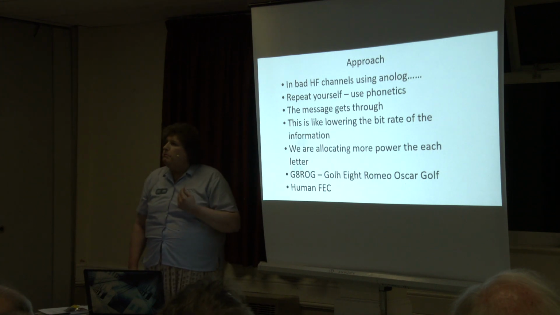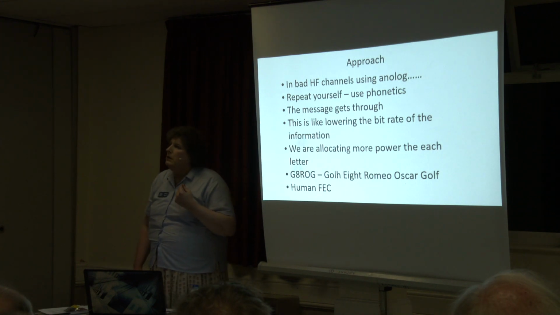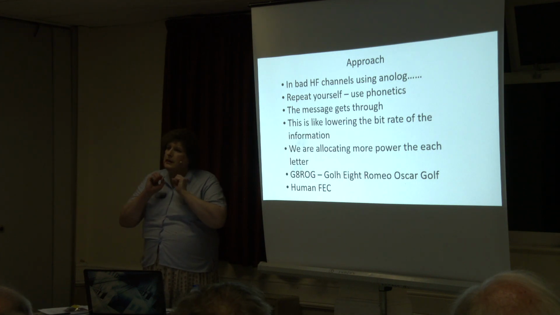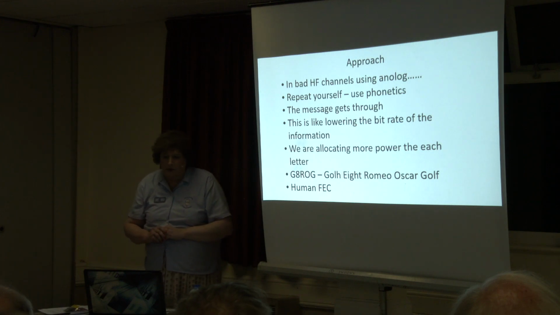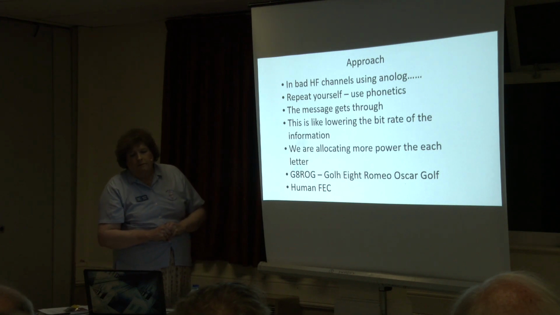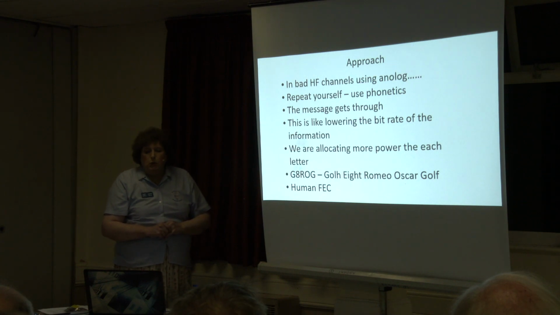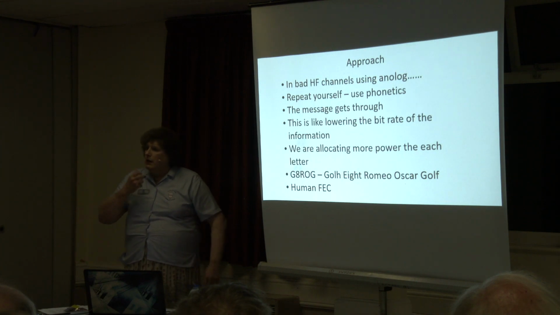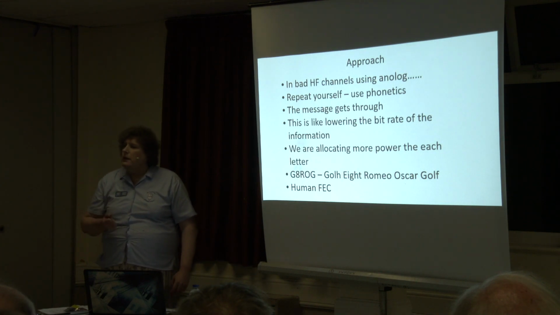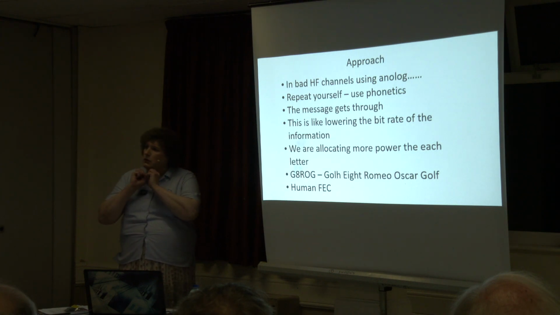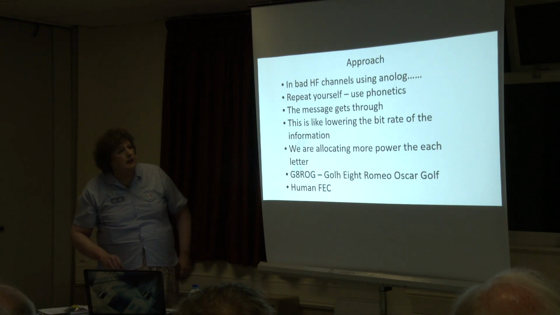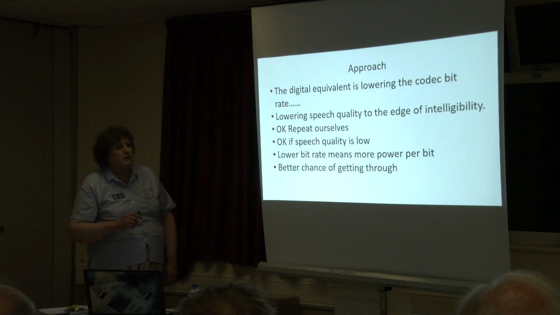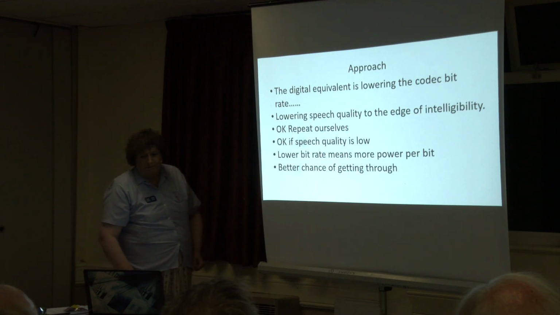This is like lowering the bit rate on the actual digital signal. The slower it is, the easier it is for the actual signal to get through. So we're allocating more power to each letter if we repeat ourselves. So if we go G, it's only tiny. If we go golf, it's longer, so you're putting more power out for that particular letter or ID. And this is called human forward error correction, in simple terms.